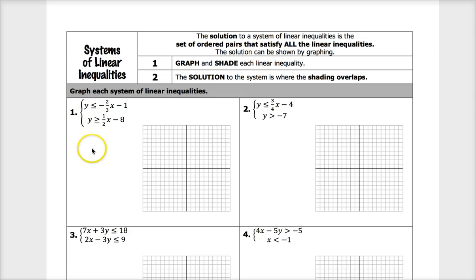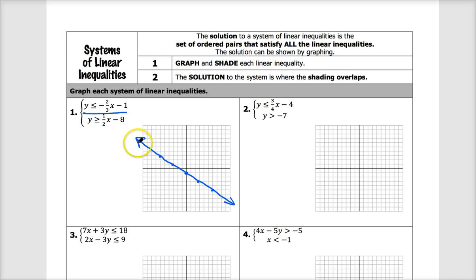So we have y is less than or equal to negative 2/3 x minus 1. So this first line, I'll go ahead and do this one in blue. We'll start at a y-intercept of negative 1. The slope is negative 2/3. So it's going to look like this. It's a solid line because it has the equal to bar, so we'll connect the dots here.